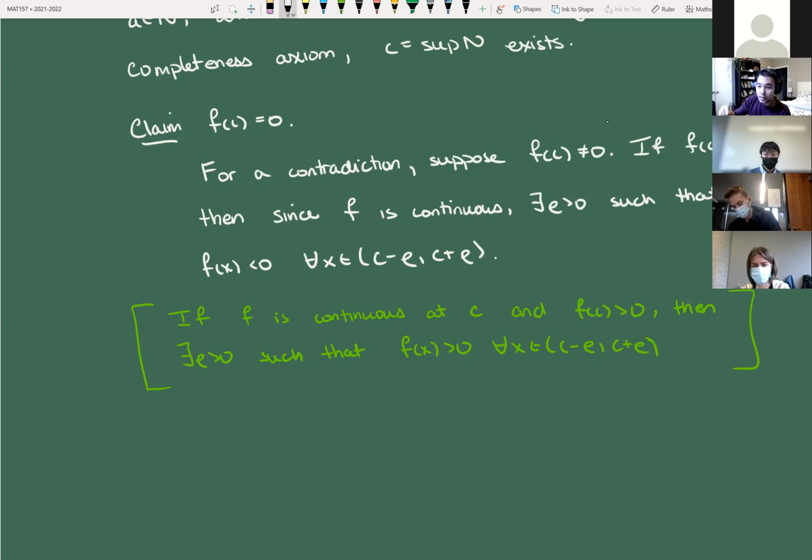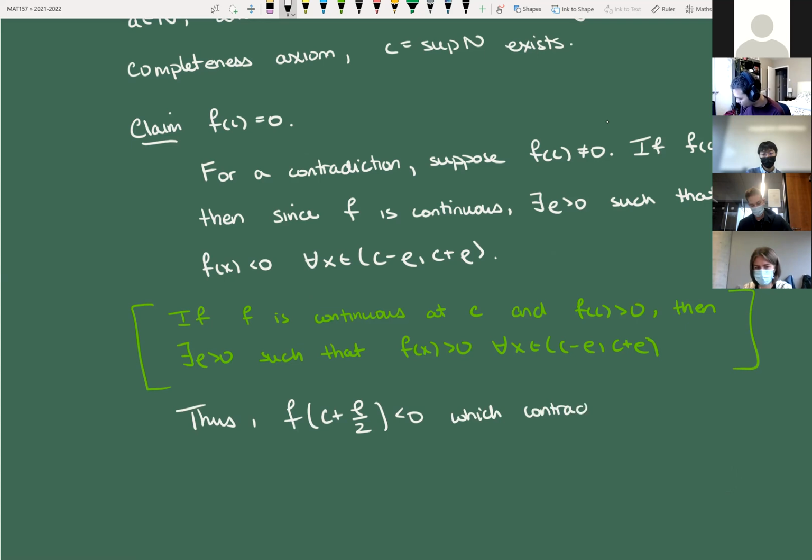Well, f of x is now less than 0 up to c plus rho, right? So that means that c plus rho is actually an upper bound now. Or here, let's take c plus rho over 2. So thus, let's just choose a concrete point: f of c plus rho over 2 is less than 0, which contradicts the fact that c is an upper bound.